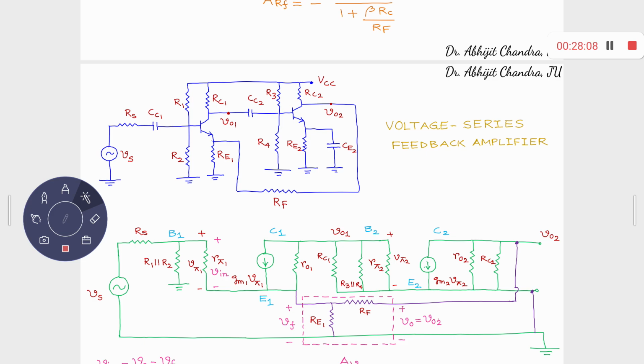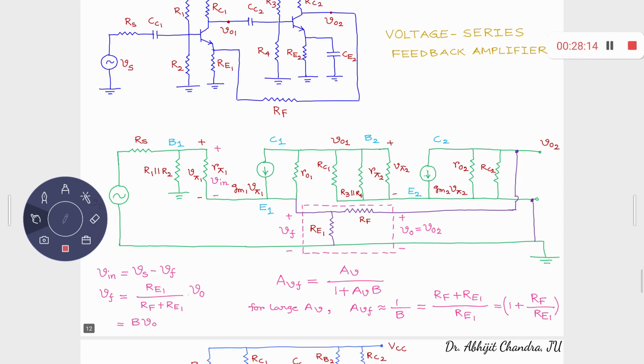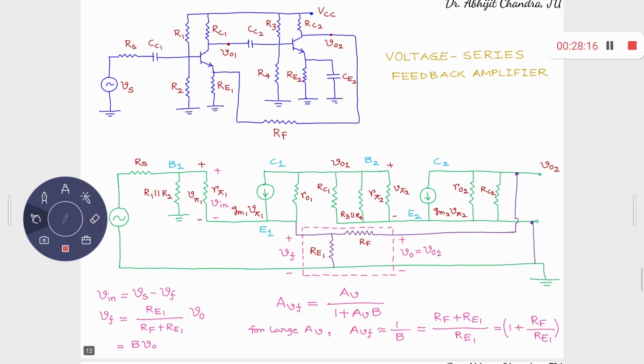Okay, and you can also find out what the other parts are. This part I believe you will be able to understand. The input voltage to the first stage, if I call it V in, is not exactly equal to Vs. This is your Vs. This is not exactly equal to Vs.